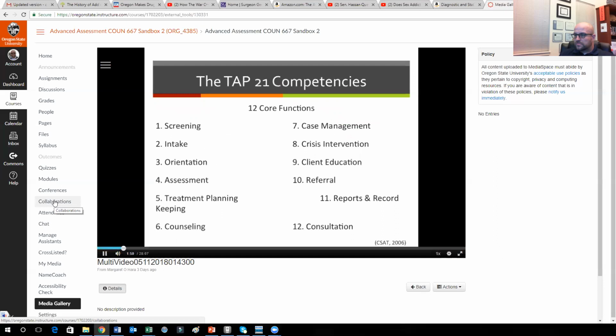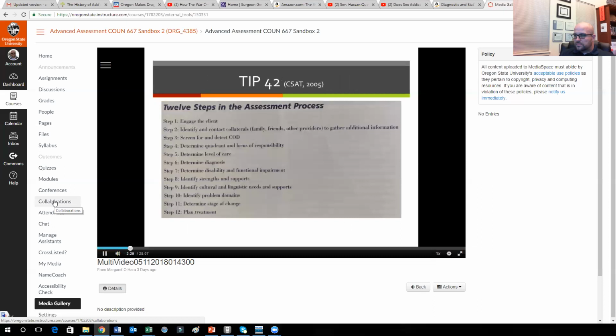The Substance Abuse and Mental Health Services Administration, SAMHSA, under the U.S. Department of Health and Human Services, puts out different publications. Among them is the Technical Assistance Publication Series, or TAP. TAP 21 covers the competencies for addiction counseling and includes 12 core functions. You see the fourth one listed there as assessment. The same organizations put out treatment improvement protocols.